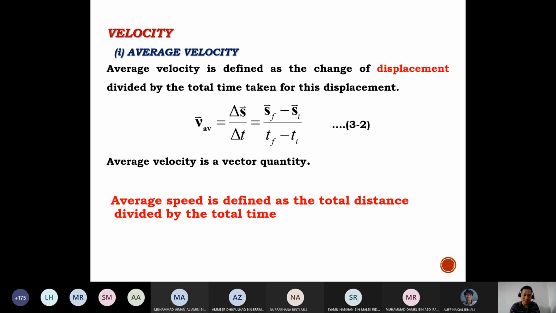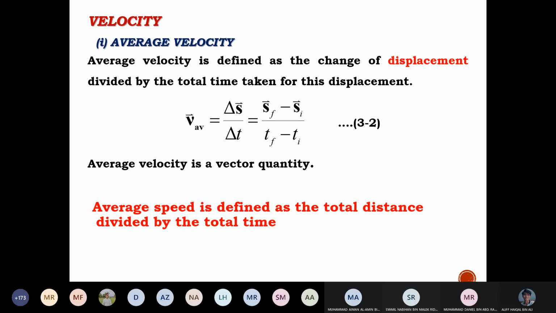Okay, A to B is 10 cm, and then average velocity B to C is negative 10 cm, and then we have average velocity A to B to C is total 0 centimeter per second. Okay, because we have the total displacement also 0.